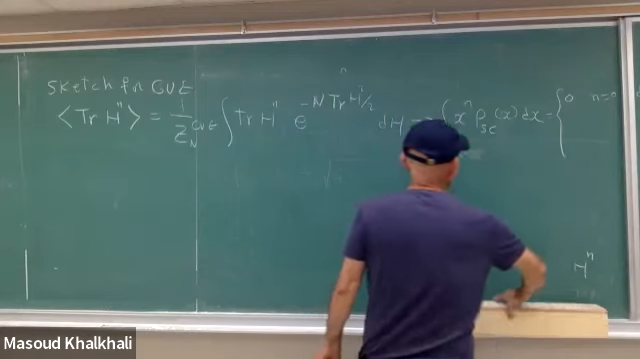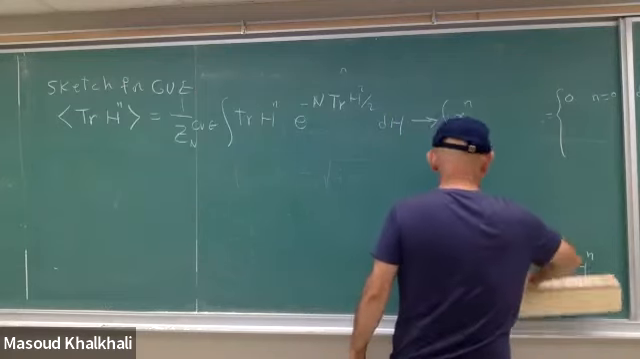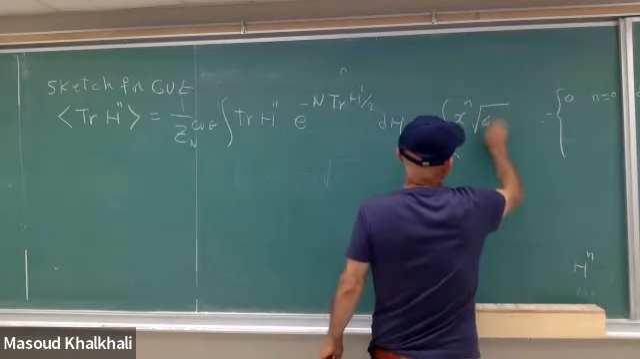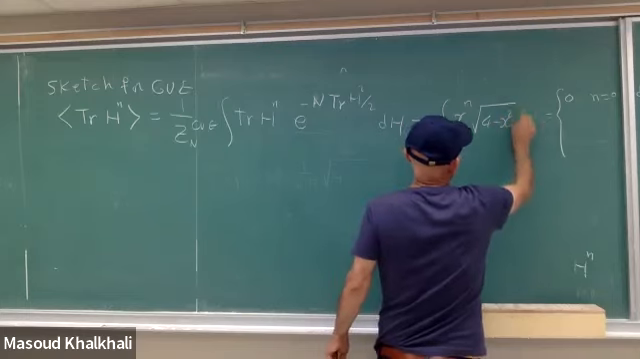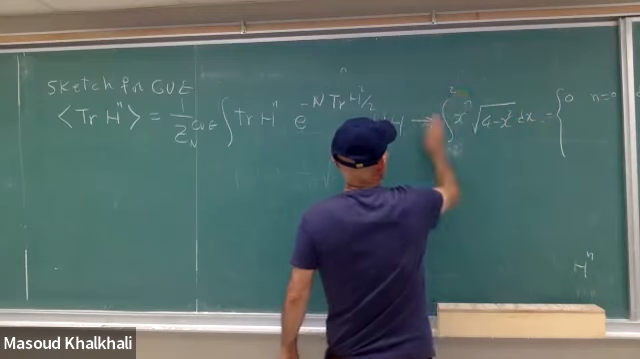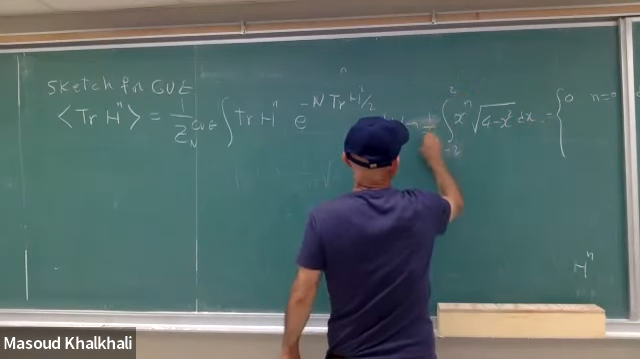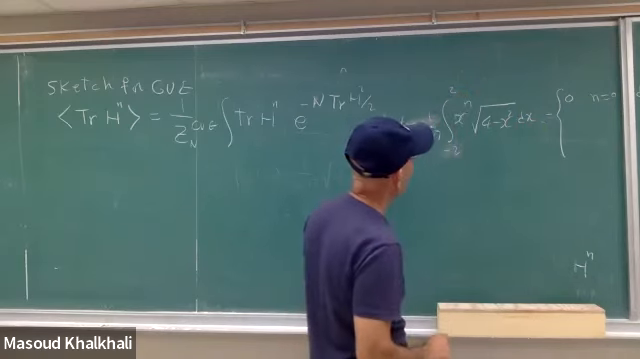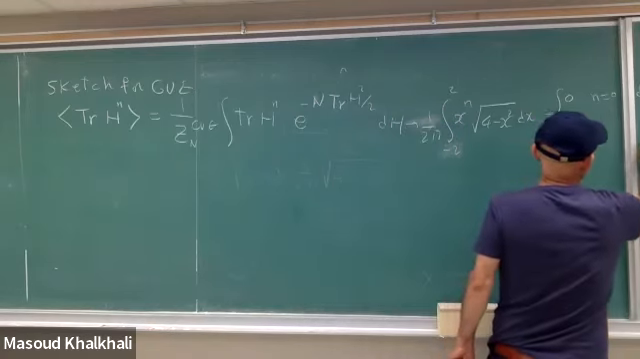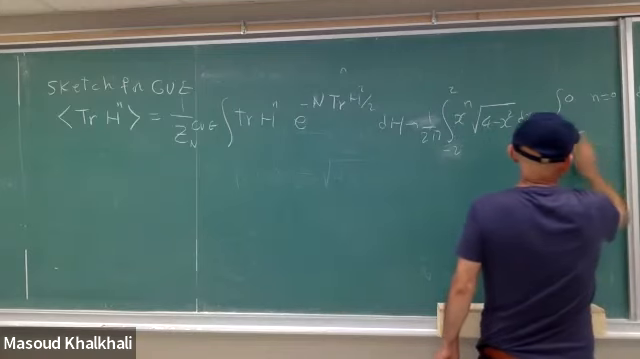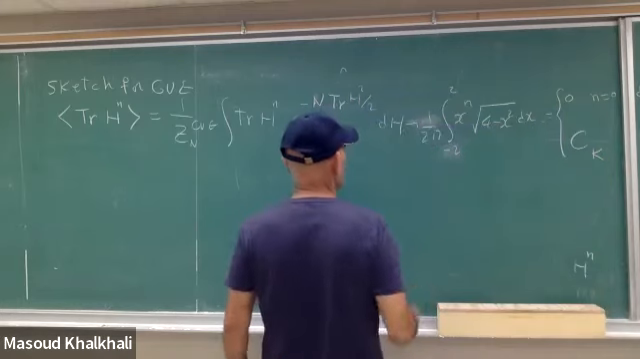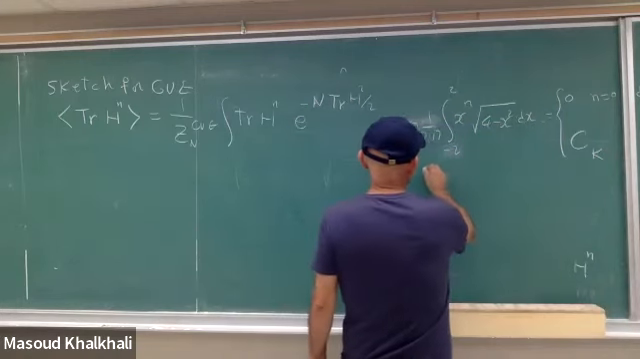So let me write it basically. It is root of 4 minus x squared dx, between minus 2 and 2, and it is just 1 over 2 pi, the normalization factor. And you can compute this integral for n equal to 2k, even. And this comes out to be C_k. This is the kth Catalan number, a very famous combinatorial object.